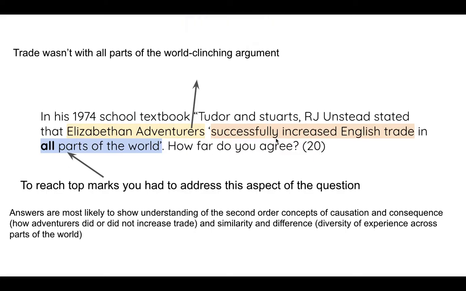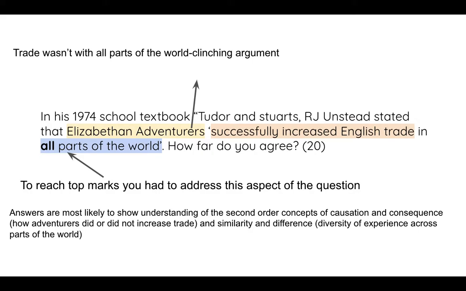So let's have a look at an exam question based around Elizabethan adventurers. This is a 20-mark question, and this question is: in his 1974 school textbook, Tudor and Stuarts, R.J. Unstead stated that Elizabethan adventurers successfully increased English trade in all parts of the world. How far do you agree?